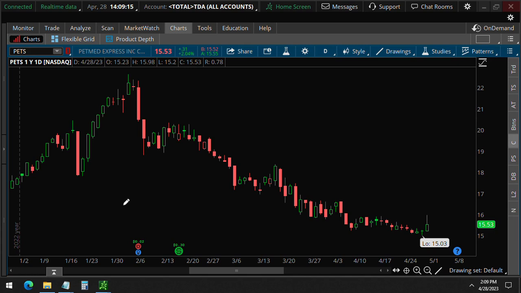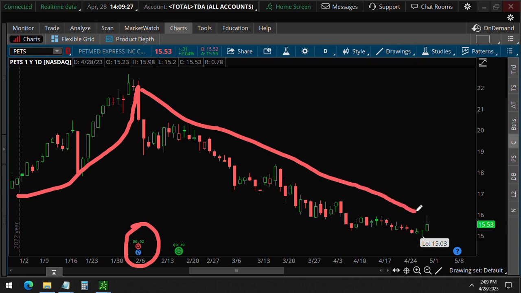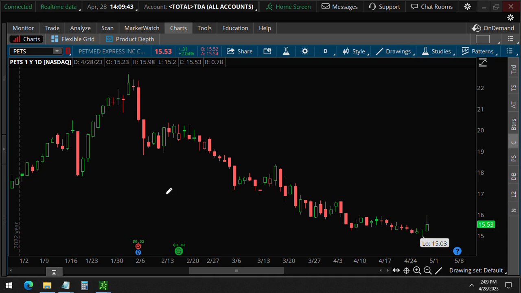And you'll notice here that at the beginning of the year, this stock was going up until earnings. Once earnings hit, it started a downtrend. And we are also approaching earnings on May 8th. Yesterday we had a bottom at $15. So keep all of this in mind as we get right to the options.